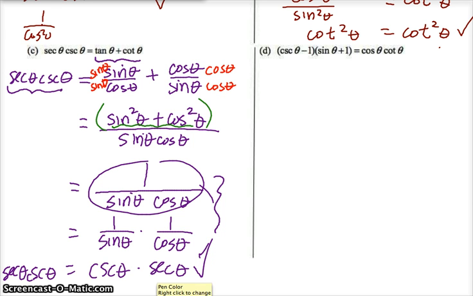Okay, for letter D, think for a second. Which side do you want to work with? The left-hand side or the right-hand side? Okay, hopefully you just said to yourself, I'm going to work with the left-hand side because it looks more complicated. And that is, in fact, true.